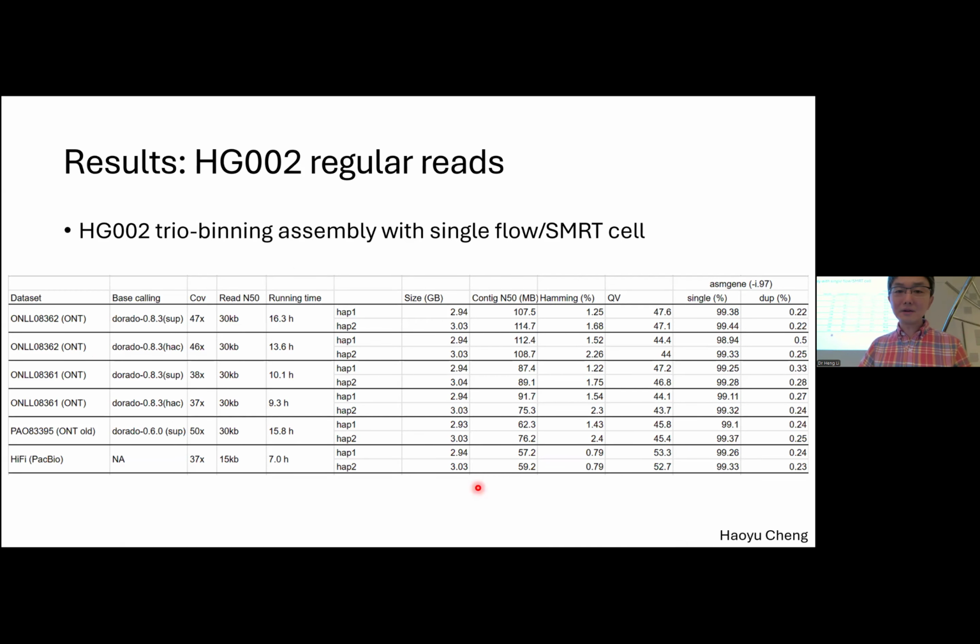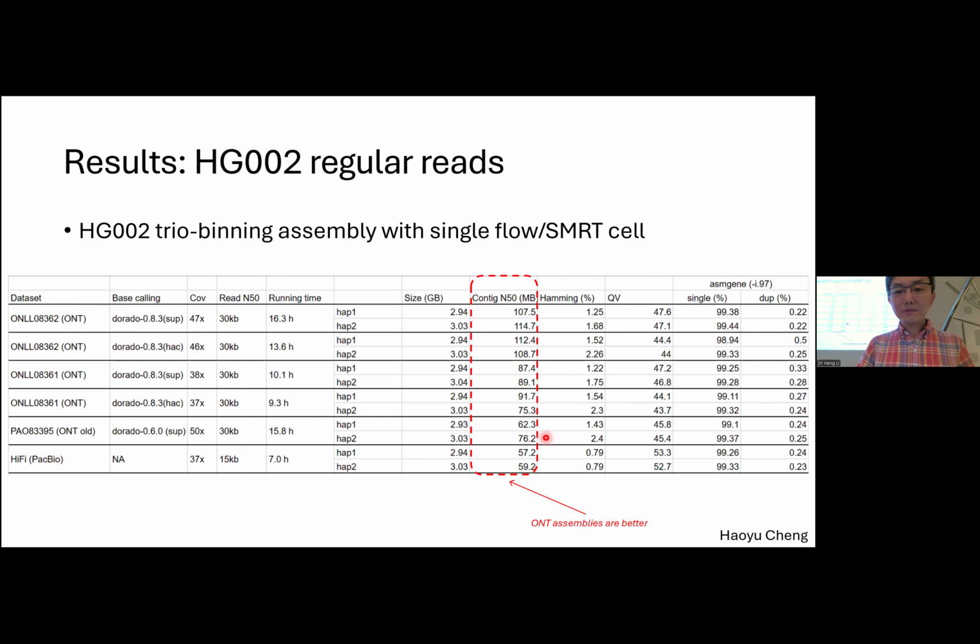And the following steps are similar. You can still use ultra-long reads, you can still use Hi-C reads, you use trio to separate haplotypes, and all the following steps are similar. And here shows some results using the HG002 reads. This is a different nanopore run, and at the bottom, this is a HiFi run.